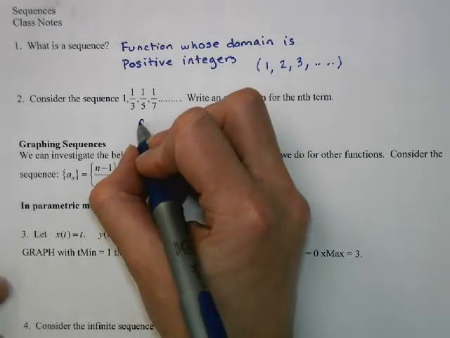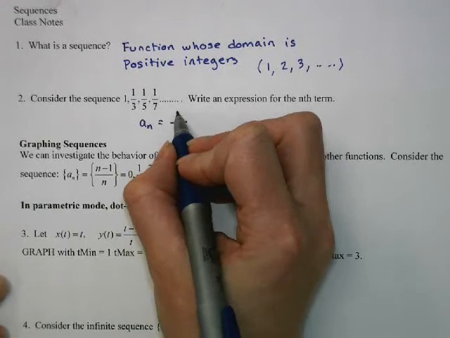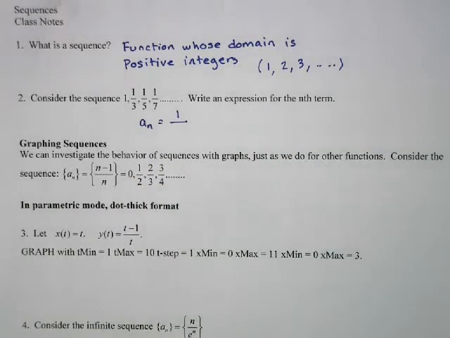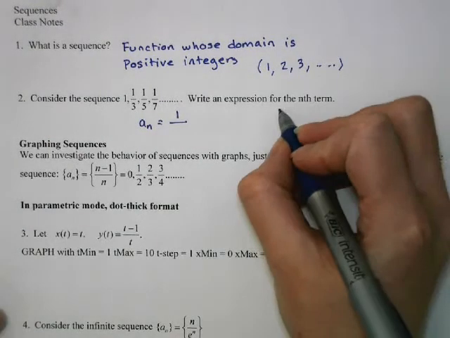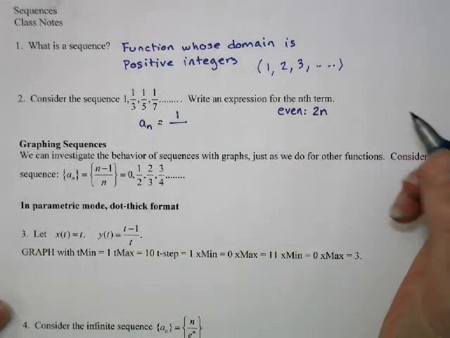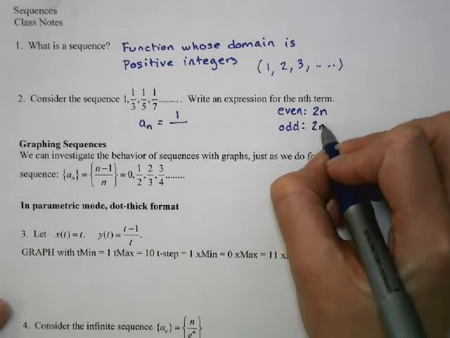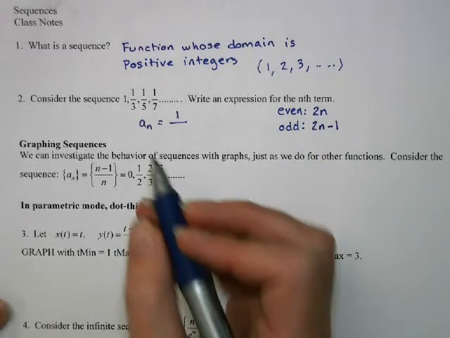We're going to write an expression for the nth term. Well, in all of these, we have a numerator of 1. The denominators are odd numbers. So we know we can get an even number with 2n. So if I want the odd numbers, 2n minus 1 will give me the odd numbers.